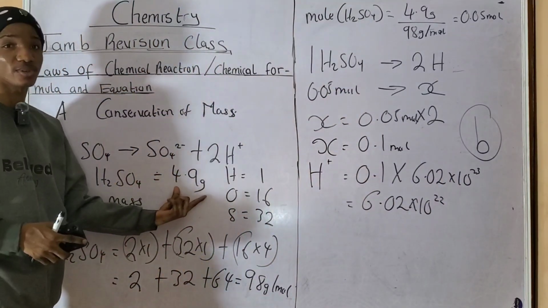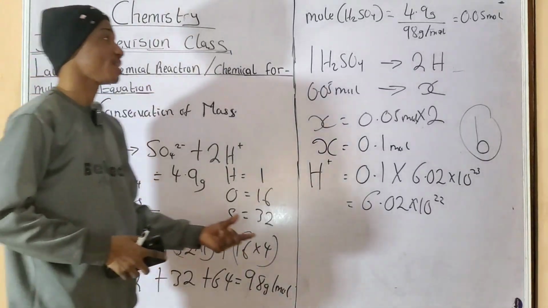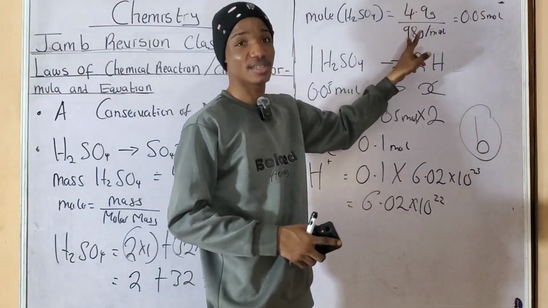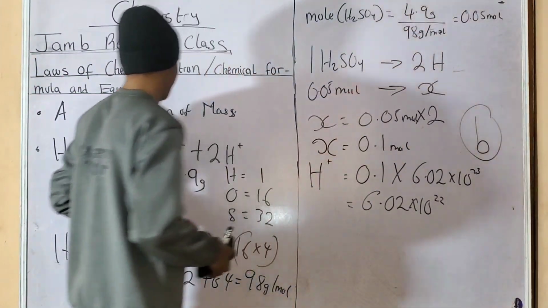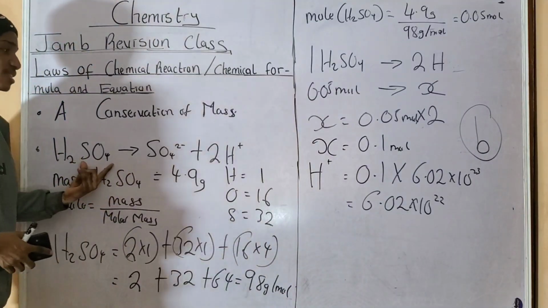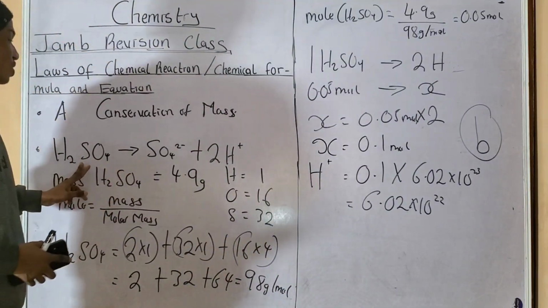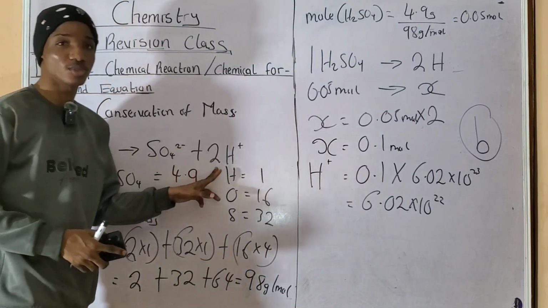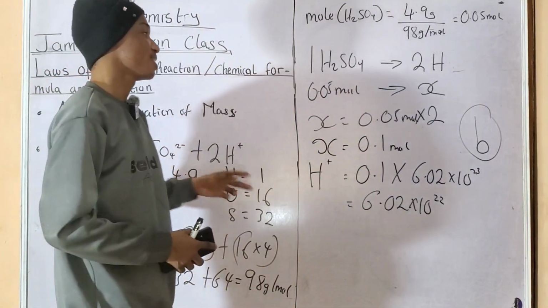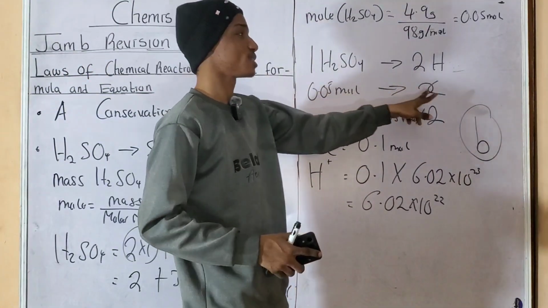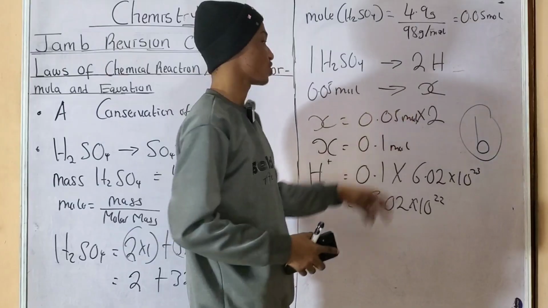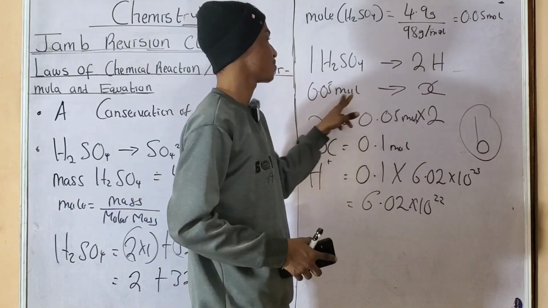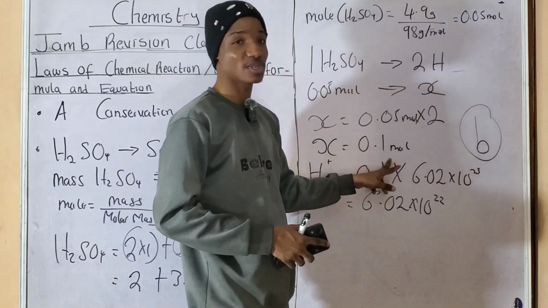Hello, we've been given the mass of the compound as 4.9. So we can easily get the mole by taking the ratio of the mass and the molar mass. From the chemical equation, from this dissociation reaction, 1 mole of H2SO4 produces 2 moles of hydrogen. That means 0.05 mole will produce what? X. If you take the cross product, you're going to have 0.05 times 2. That is 0.1 mole.